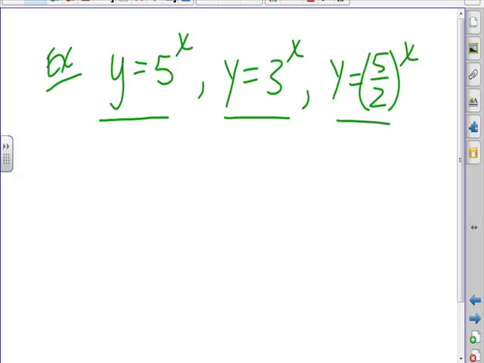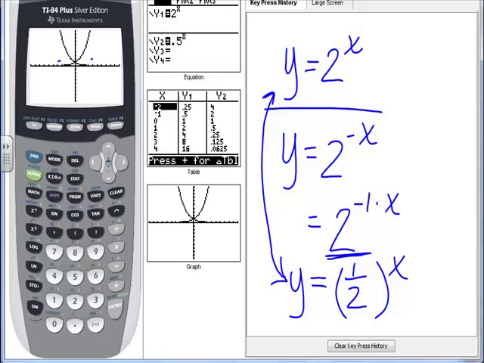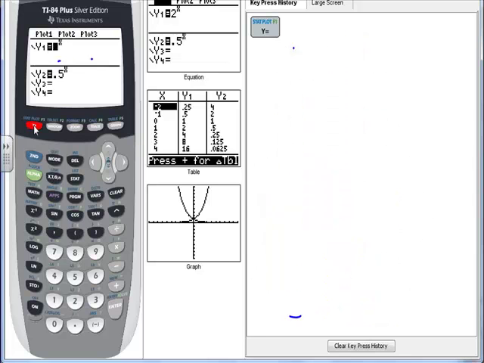If I have y equals 5 to the x, then 5 to the first is 5, 5 to the second is 25, 5 to the third is 125. But over here, I have 3 to the first is 3, 3 to the second is 9, 3 to the third is 27. The numbers aren't getting as big as fast. And then over here we have a different scenario. Now 5 halves is a fraction, but it doesn't necessarily mean it's between 0 and 1. So I'm going to go back to my calculator here for a second and throw them in there. Maybe you could look with me or you can try it on your calculator.